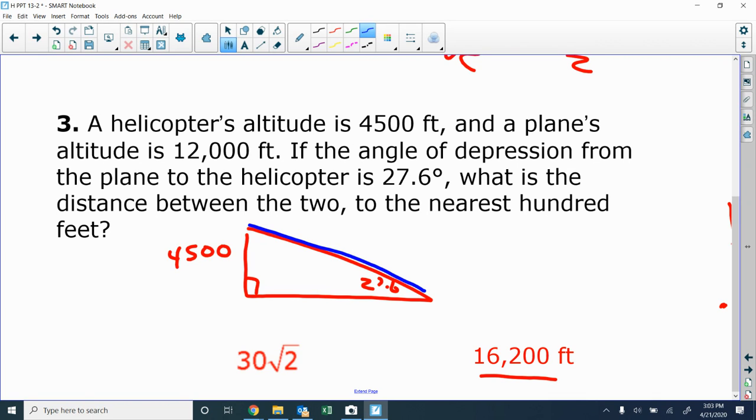So we have the opposite here, and we want to find the hypotenuse. The opposite over the hypotenuse is my sine, of course. So the sine of 27.6 is equal to the opposite, which is 4500, over my hypotenuse, which I don't know.